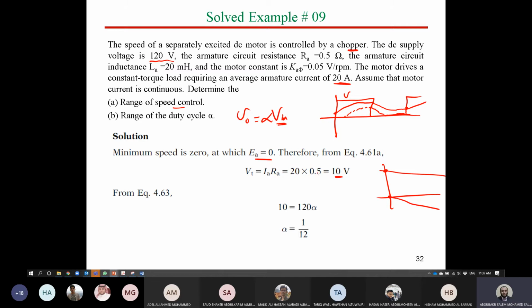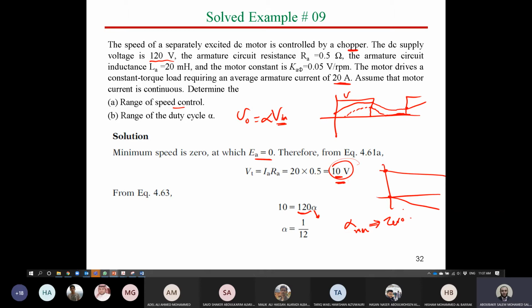So for the 0 speed, this is the amount of voltage needed for the motor. If we need this amount of volts, simply apply the relation V out equals alpha Vn. You will find that 10 volt equals 120, which is the DC supply input volt, multiplied by alpha. So we can say now alpha equals 1/12. This is now considered as alpha minimum, which will produce 0 motor speed.